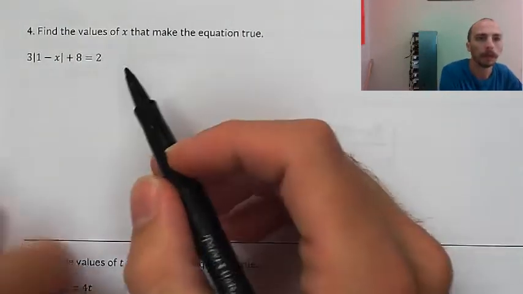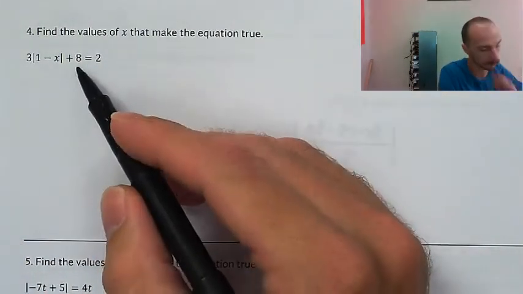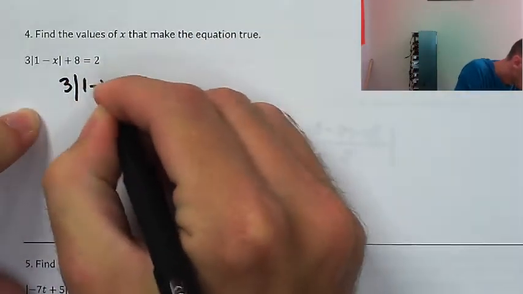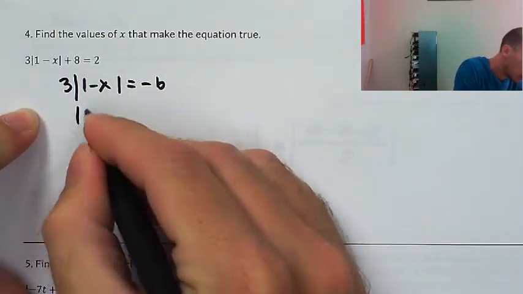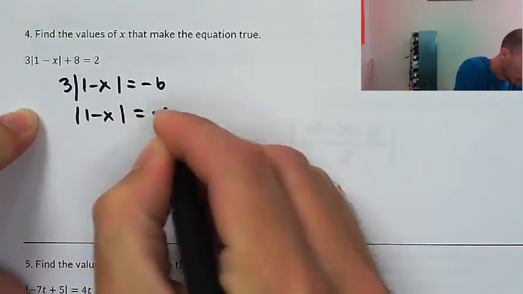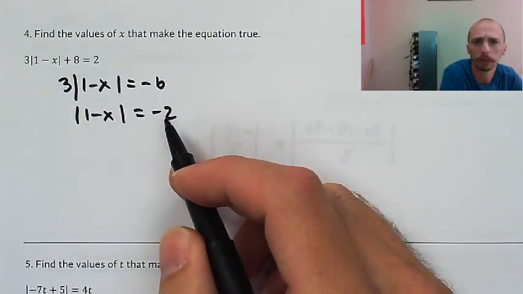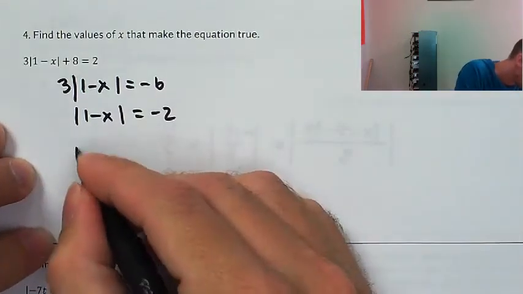All right. Now with this one, we're going to have to, again, isolate the absolute value. So we're going to have to take a couple steps first. We're going to subtract 8 from both sides. Divide by 3. And I think about, where can the absolute value of something equal negative 2? Never, right? Absolute value is always either 0 or positive. So I'm going to say this equation has no solution.